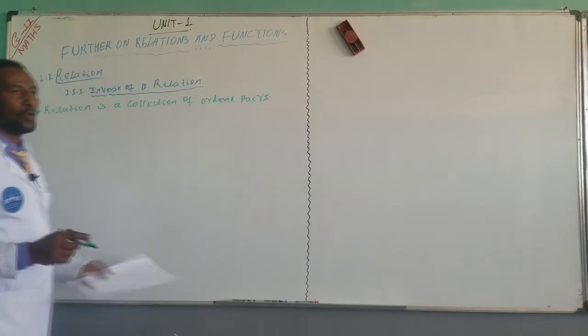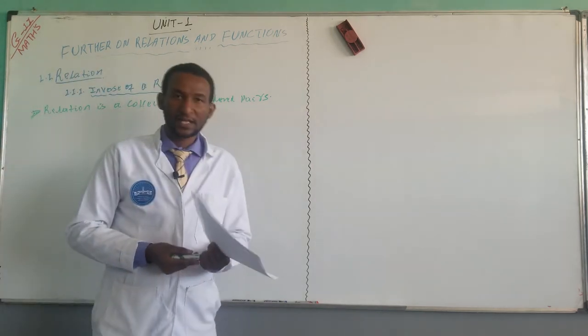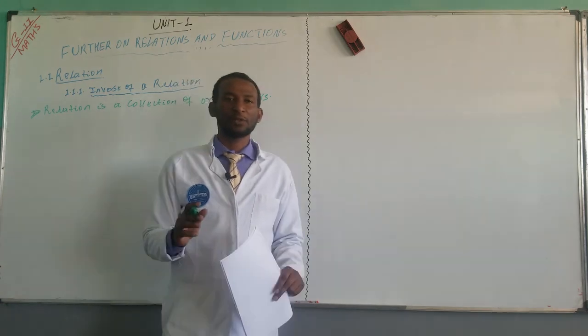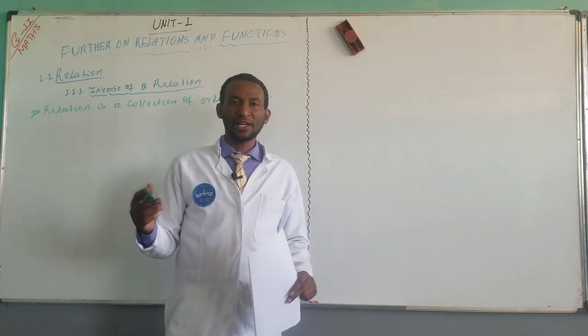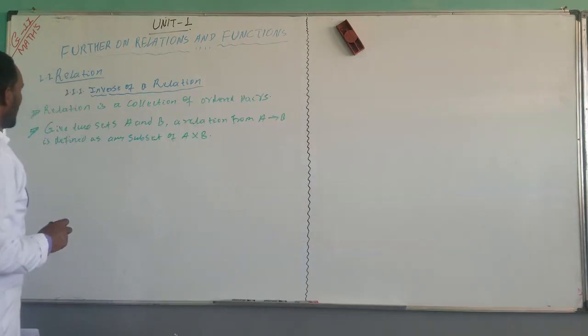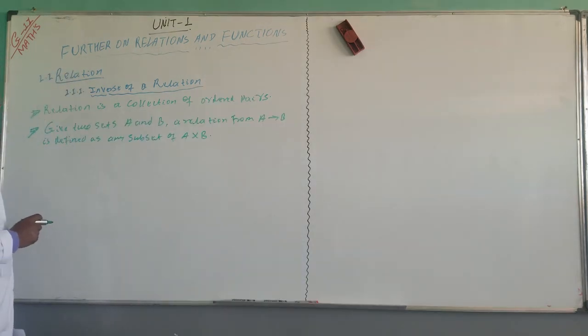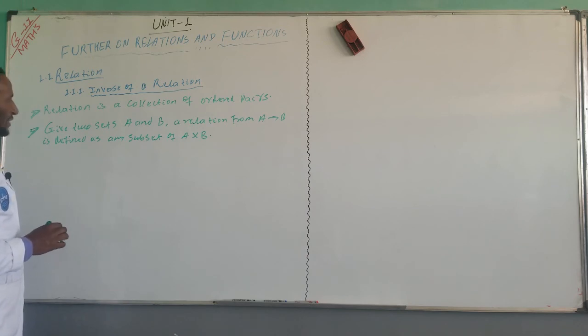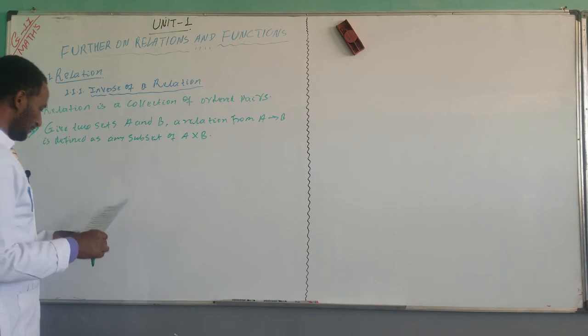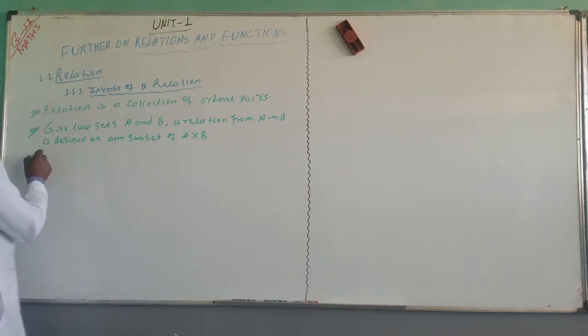If two sets are given to us, when a relation is formed from these two different sets, from A to B, that relation is a subset of A cross B. Given two sets A and B, a relation from A to B is defined as any subset of A cross B. Let us see an example.